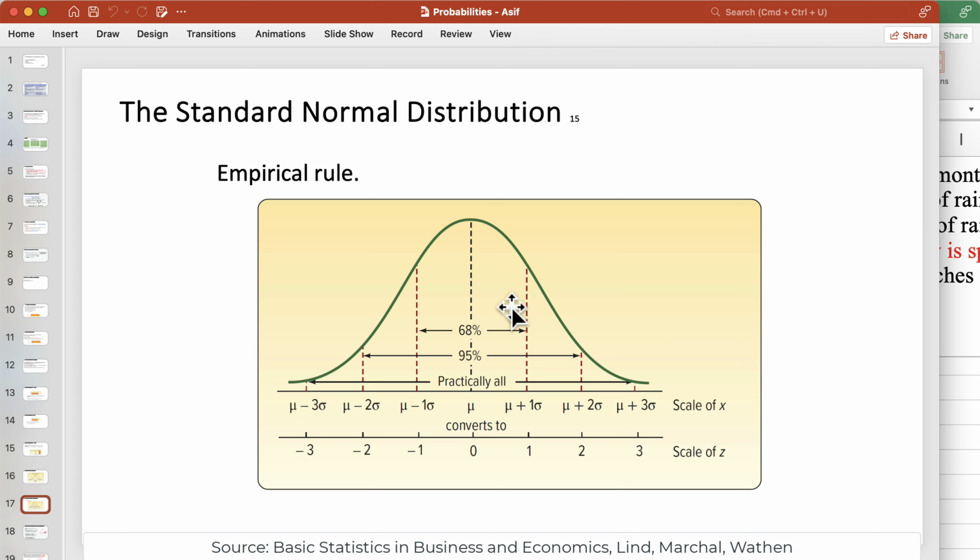The amount of data that falls here will be 68%. So 34% here and 34% on this side, that will be 68%. And then from here, that is 2 standard deviations here and 2 standard deviations here, that will be 95%. And then practically all data falls here. This is also called the empirical rule.